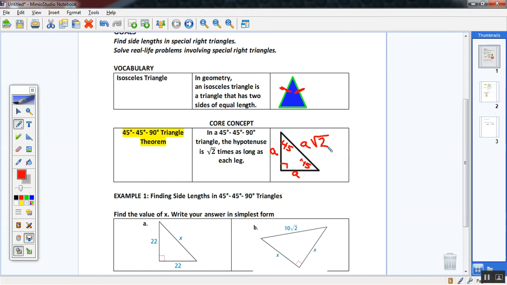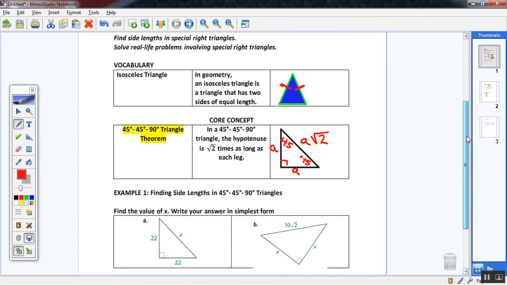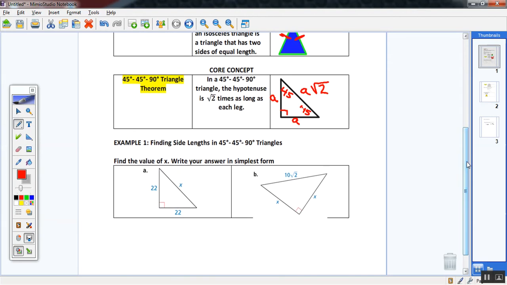So if this was 9 right here, what would my hypotenuse be right there? Okay, are you with me on this? Okay, if you know the legs, multiply by root 2. And I'll show you what happens when we don't know the legs. It's pretty simple. Okay. So let's take a look at our example below here, 45, 45, 90. How much longer is the hypotenuse than the legs in a 45, 45, 90 triangle? Square root of 2, okay?